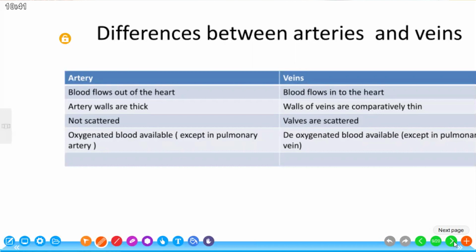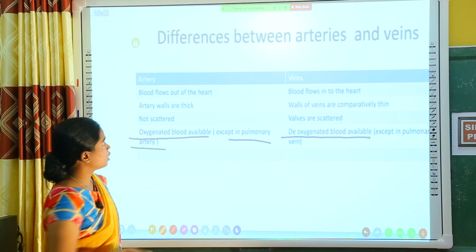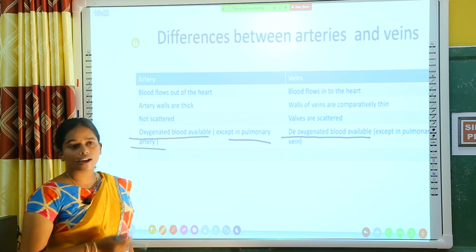Here you observe, in arteries, normally oxygenated blood, but in the heart, the pulmonary artery carries deoxygenated blood. In veins, normally deoxygenated blood is available, but in pulmonary veins, they carry oxygenated blood. Okay, so these are the differences between arteries and veins.